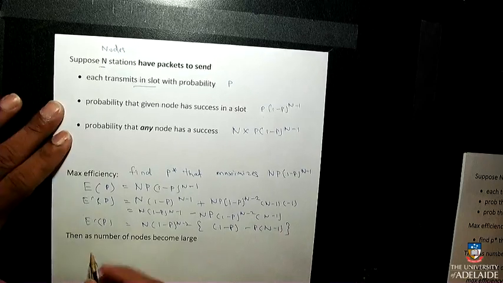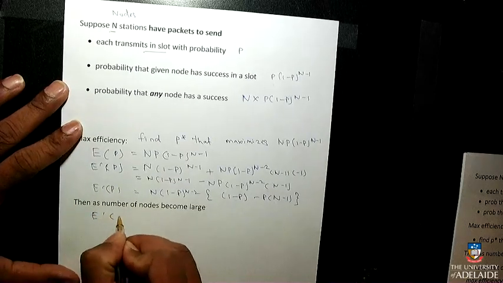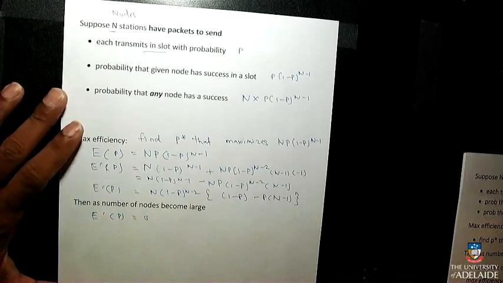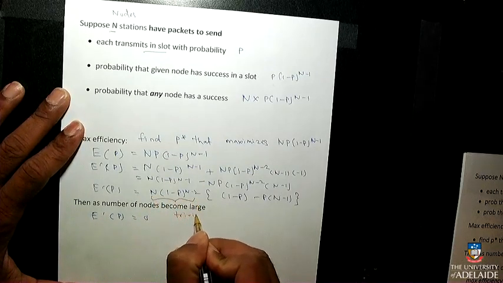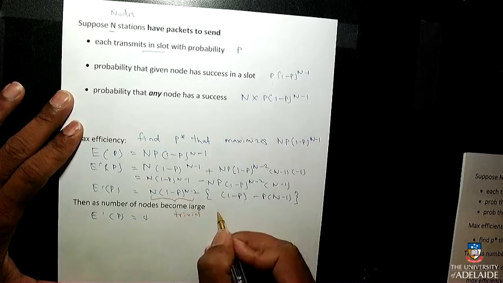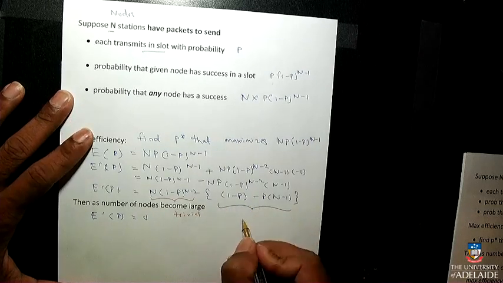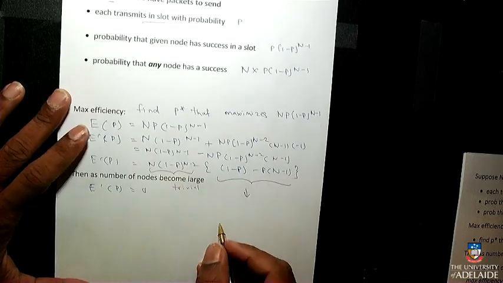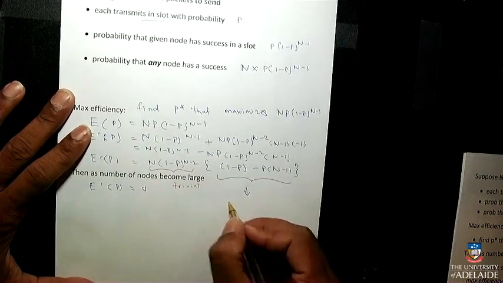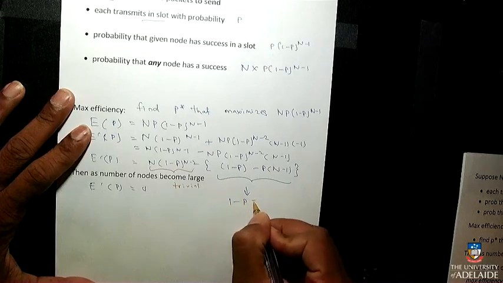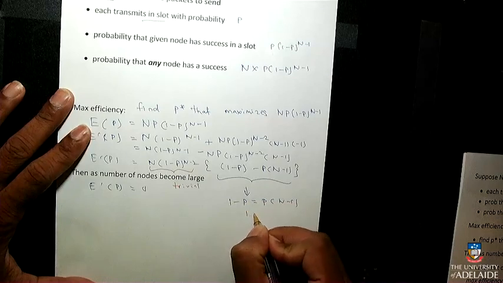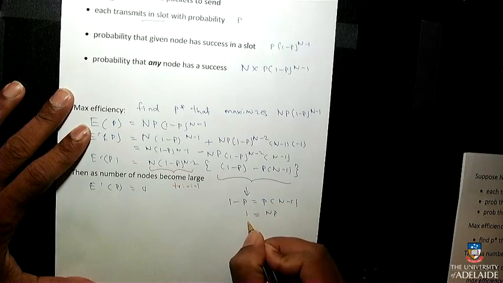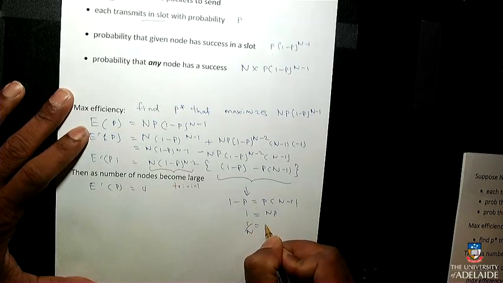Now, if I want to set this equal to 0, this is a trivial solution, right? So let's use this. So essentially, I should end up with 1 - p is equal to p(n - 1). So 1 is equal to np. I'm just writing this because I know the answer. So p.